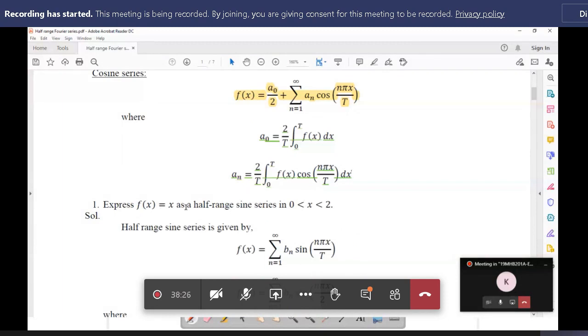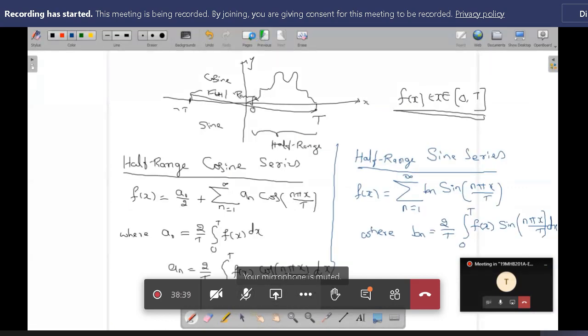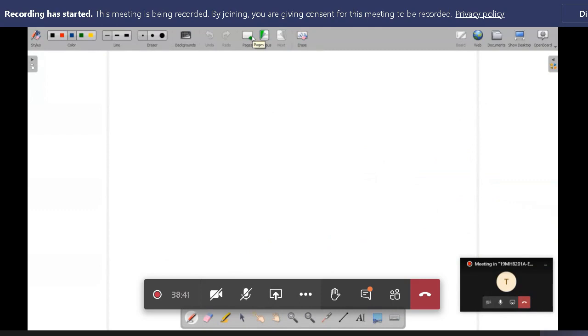Excuse me, sir. Yes. Sorry to interrupt. So basically, how would you differentiate between half range and full range? According to this one, no, sir.